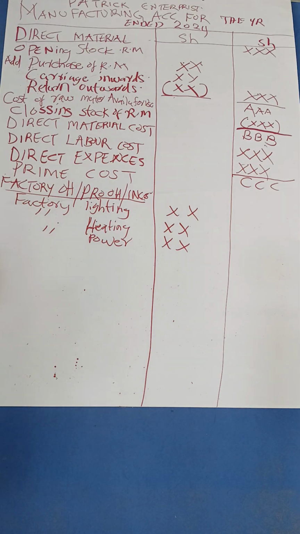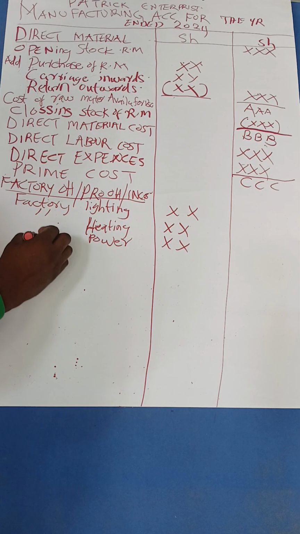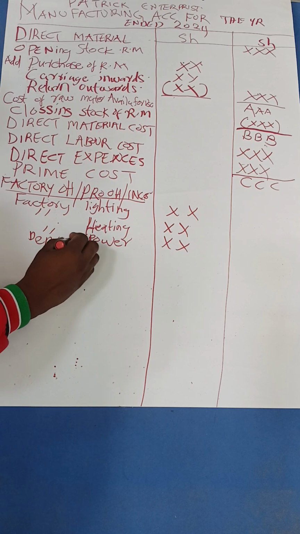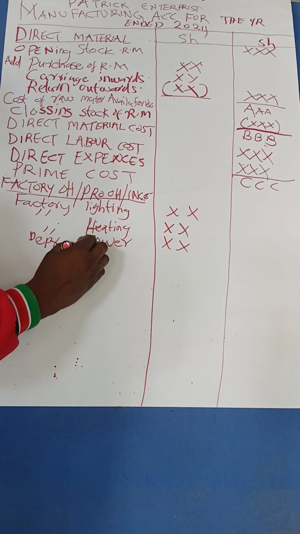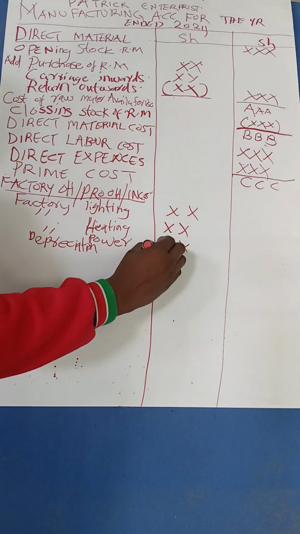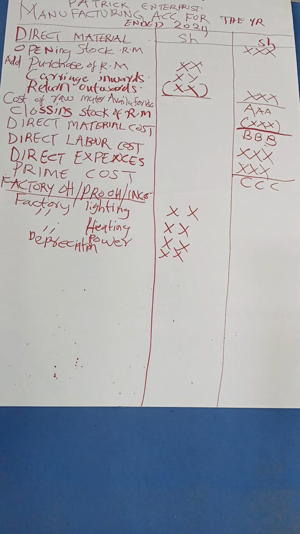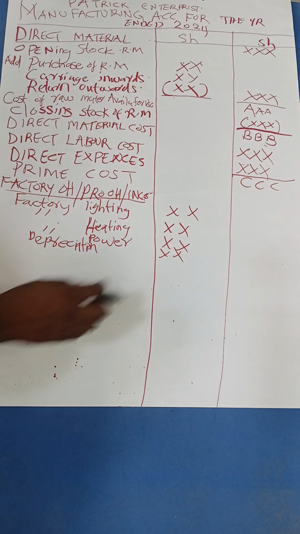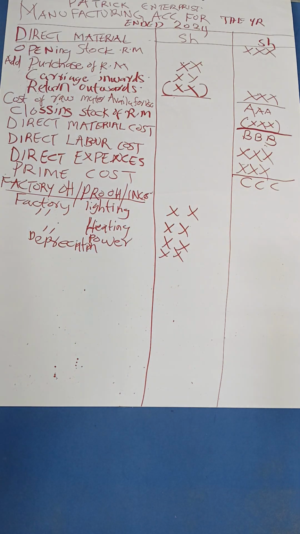So the depreciation is here also, because as you are working with the machines in the factory, they are depreciating. So depreciation, all that, you will add all those, and where do we put them? We add it to the prime cost.